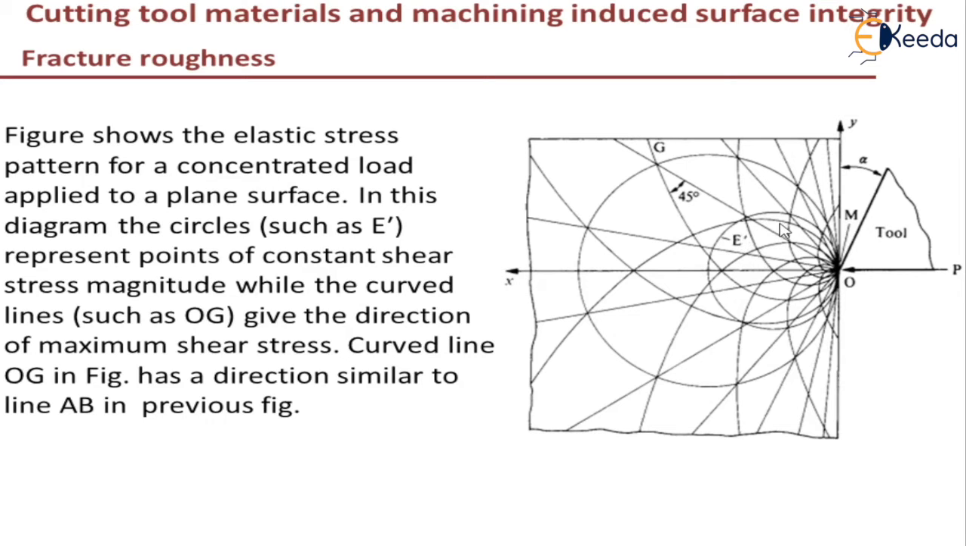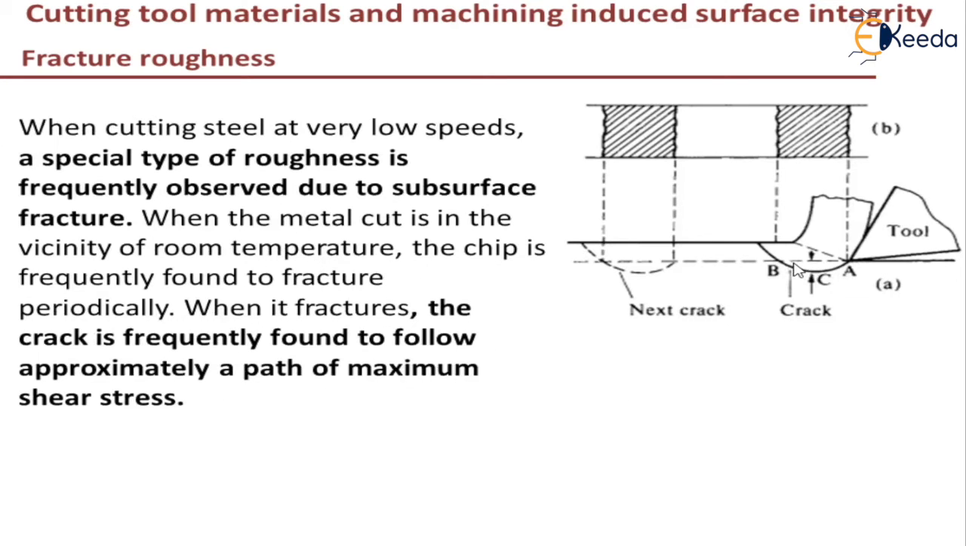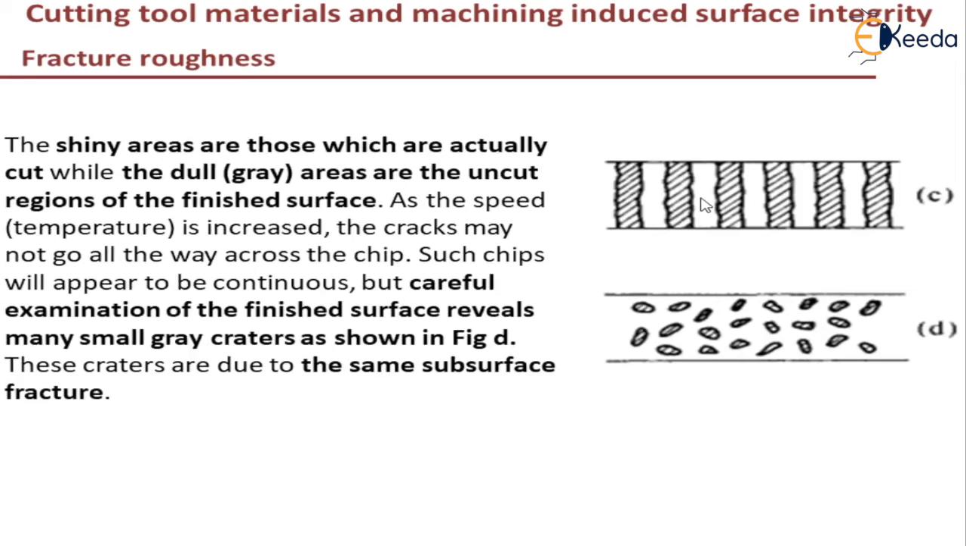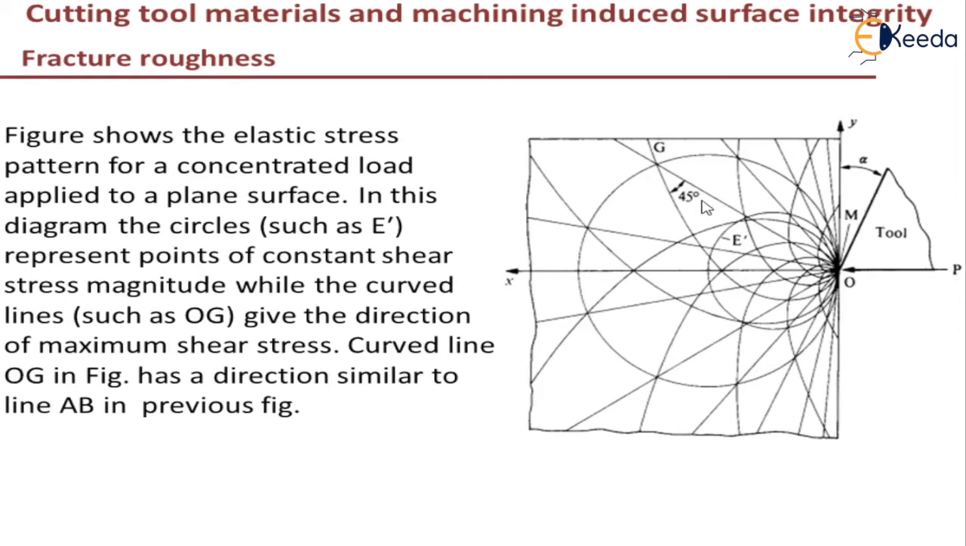The circle E dash represents the constant shear stress magnitude, while the curved lines like line OG, which you can compare with the line AB in this figure, so this is a curved line AB. You can compare this with the line OG, which is at 45 degrees to this line. This is a figure which you can compare with the previous one. This is how the elastic stress pattern will be for a concentrated load applied onto a plane surface.